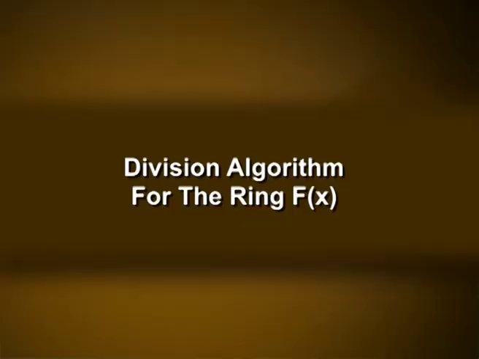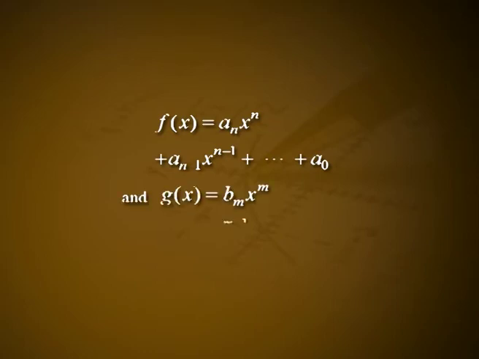Division algorithm for the ring F[x]. Theorem 1. Division algorithm for the ring F[x]. Let F be a field and f(x) = a_n x^n + a_{n-1} x^{n-1} + ... + a_0, and g(x) = b_m x^m + b_{m-1} x^{m-1} + ... + b_0 be two elements of the ring F[x], with a_n and b_m both non-zero elements of F and m greater than 0.